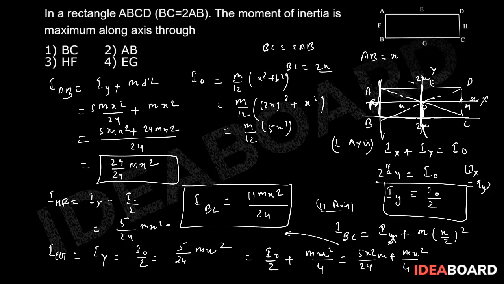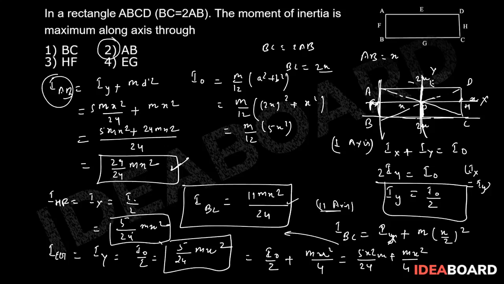As I can see, among the four axes, obviously these two are the same. This one is 11 by 24 and this one is 29 by 24. So of course 29 by 24 is the maximum value. So IAB is the maximum value, along the axis passing through AB. So option number 2 should be the right answer. A little bit lengthy question.